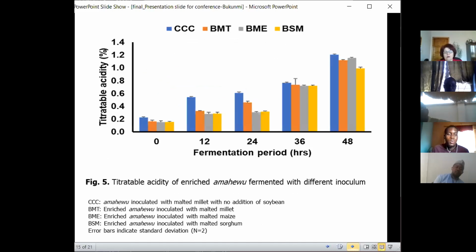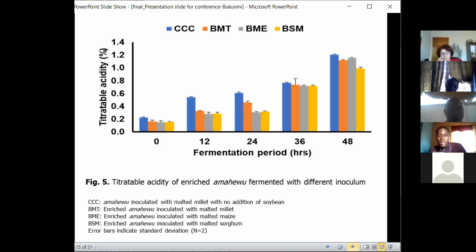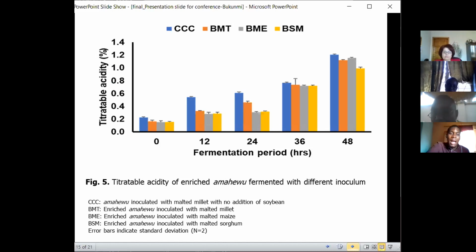This is the titratable acidity of enriched Amayewu. During fermentation, acid will be produced, which will increase the TTA. So this result corresponds with the pH value. That is, the pH decreased with the increase in fermentation time, and the TTA, which is the titratable acidity, increased with increase in fermentation period. So, as I said earlier, the sample inoculated with malted maize has the highest pH among the enriched samples. But the sample that was not enriched with soybean had the highest TTA generally.